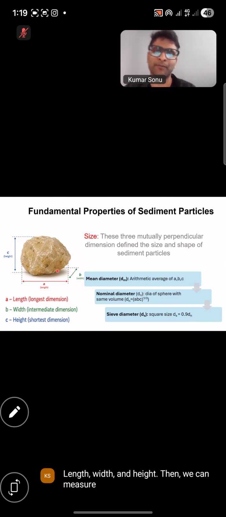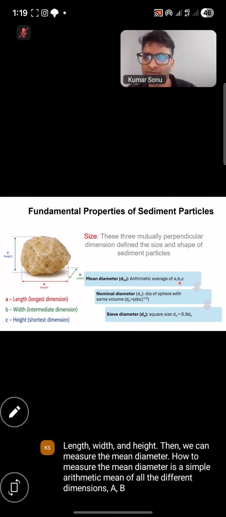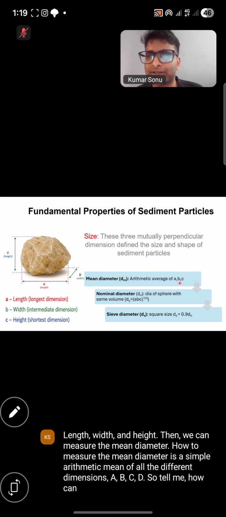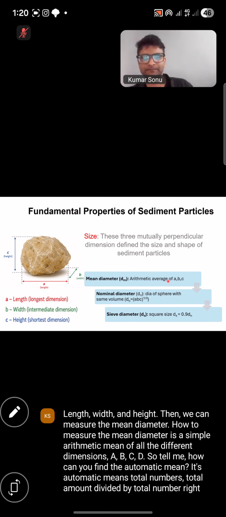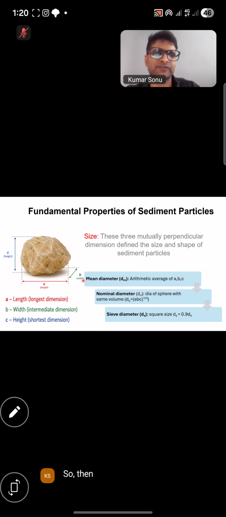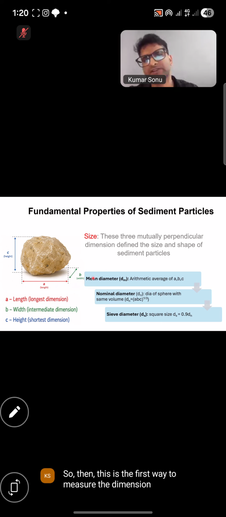We can measure the mean diameter. How to measure the mean diameter? It's a simple arithmetic mean of all the different dimensions A, B, C, D. So tell me, how can you find the arithmetic mean? Arithmetic mean is the total amount divided by the total number, right? So this is the first way to measure the dimension or size of any sediments.